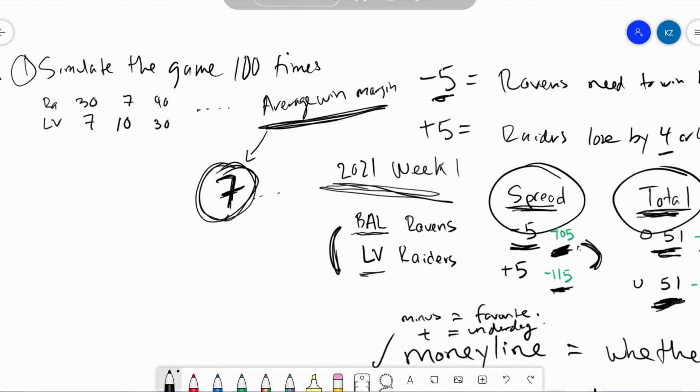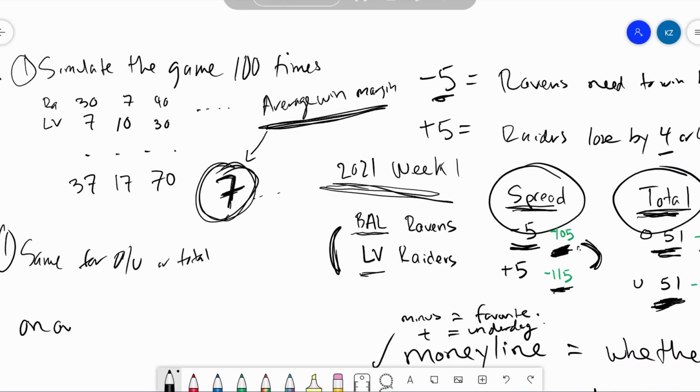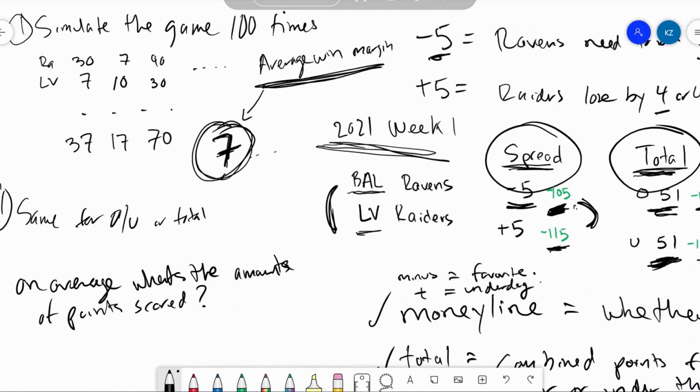Okay, and then they also do that for the total, right? Same for the over-under. Over-under is just O/U, or total. So they do the same process, and they see the total here was 37, here was only 17, here was 70. So on average, what's the amount of points scored? That's the question they ask. Then from looking at all of these numbers, they come up with something like 50, and that's where they set the line. So that's how it's done.